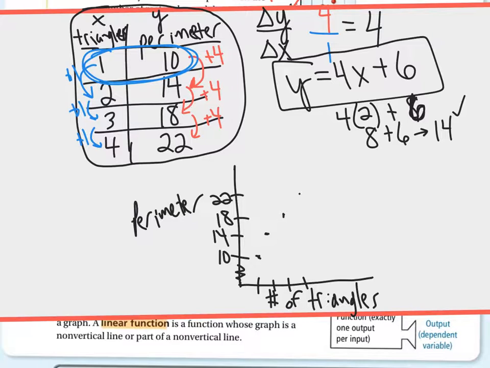And this is easier done on graph paper than like I'm doing it here. But anyway, those points should line up with each other. In this case, we wouldn't connect the points because we're not going to have like 1.5 triangles or anything like that. Just the actual, whole number of triangles would make sense for our graph in this case. And then for the words, we could just say something like the perimeter is 4 times the number of triangles plus 6.